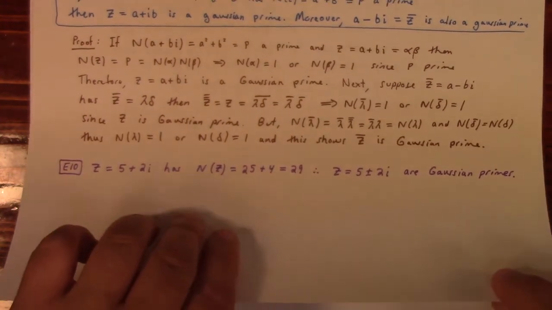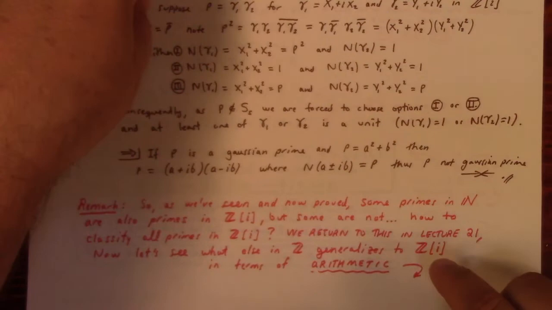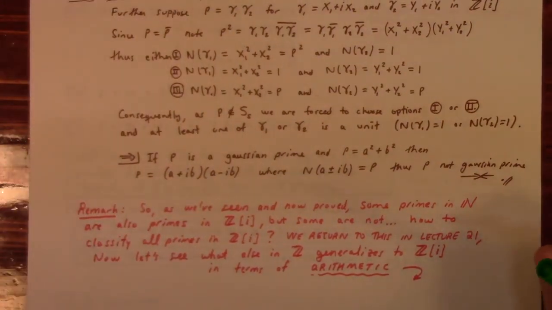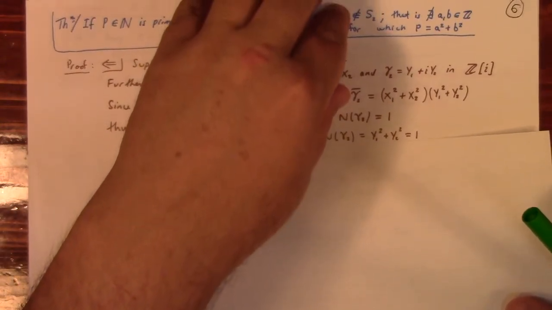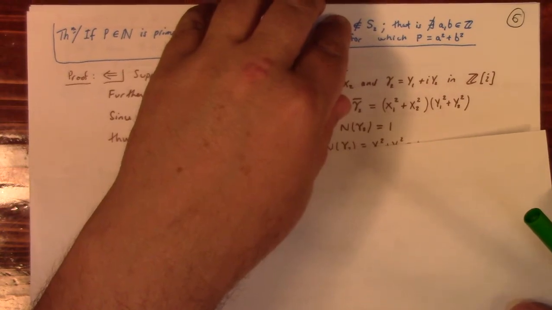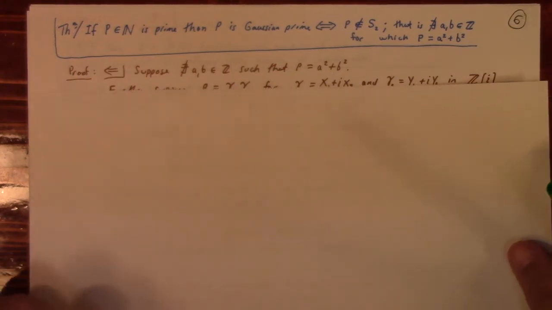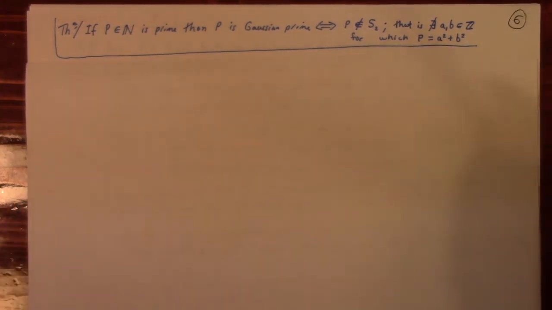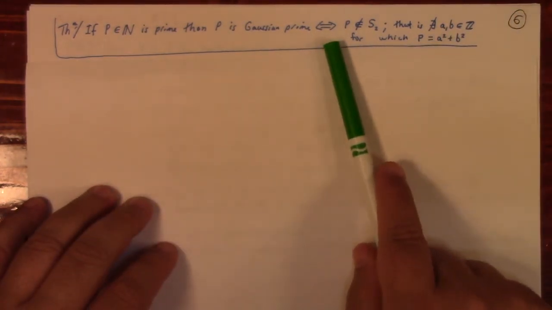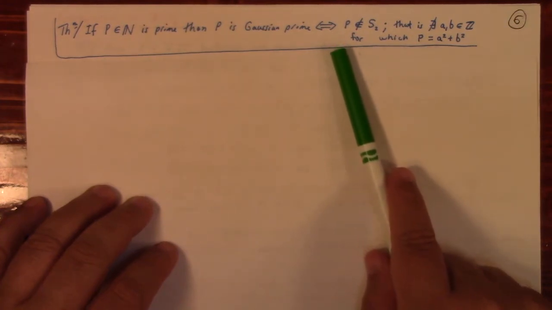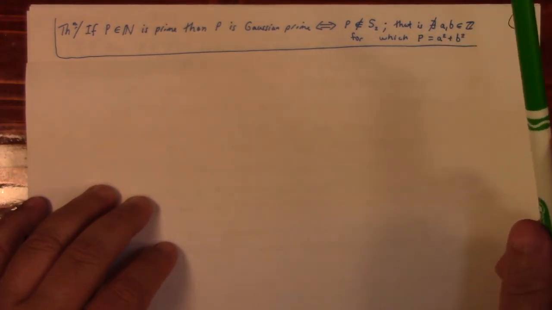Now those aren't the only ones. There are also Gaussian primes which are ordinary primes, like we saw, right? 3, for example, is a prime which is also a Gaussian prime. But again, not every real prime is a Gaussian prime. So there's something to unravel there, isn't there? All right. Here's another step in that direction. If p is a natural number and it's a prime, then p is a Gaussian prime if and only if there does not exist a and b in the integers for which p is equal to a squared plus b squared. All right.